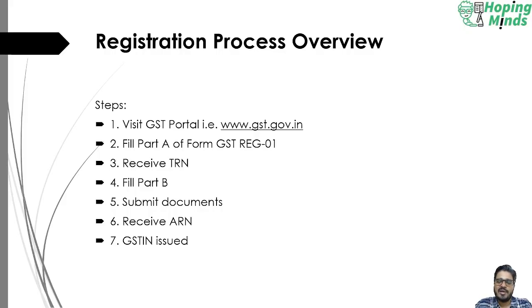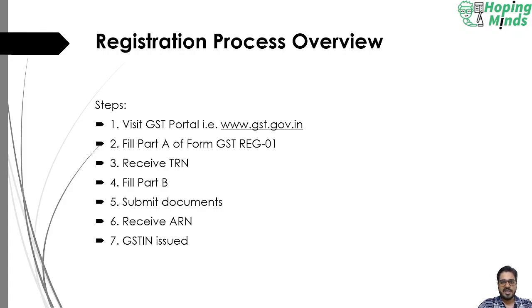Once the form is submitted, Aadhaar authentication is mandatory. If Aadhaar authentication is not done, the registration form will not be processed. Upon the submission, we receive an ARN, that is application reference number. Once the form is submitted, the department has a timeline of 14 days to review and process the form. Upon review, if the department is not satisfied with the documents, it will call for further documents.